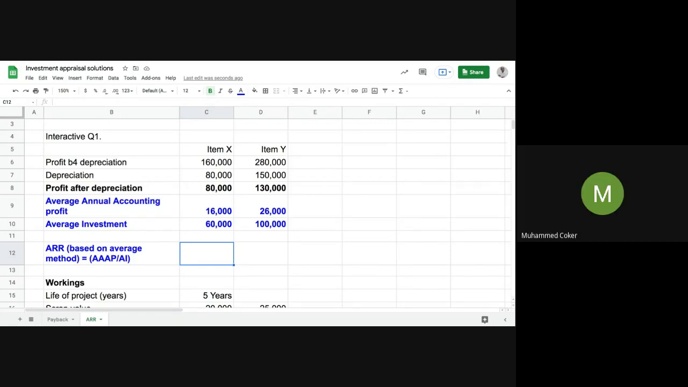Yeah, it's going to be C9. We're going to say equals C9, which is the numerator, divided by C10. We enter. But that has given us 0. We need to format it to percentage. Okay, if we format it to percentage, it has given us 26.7%. Then we replicate. So that has given us 26.00%.